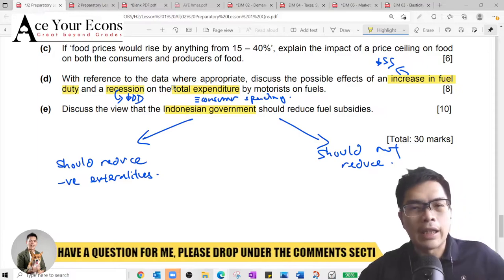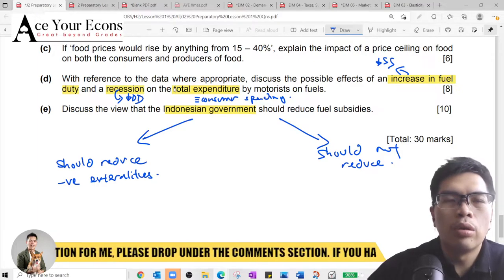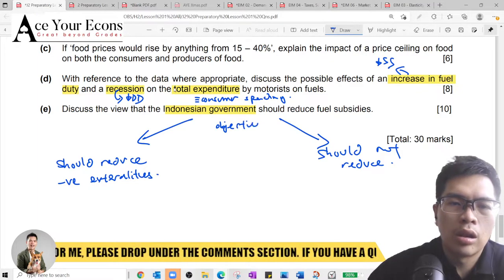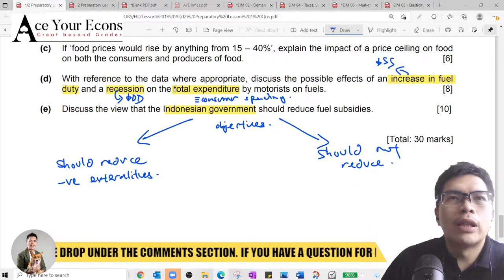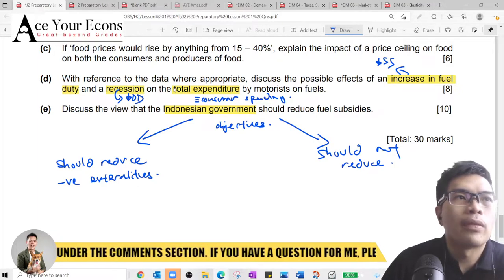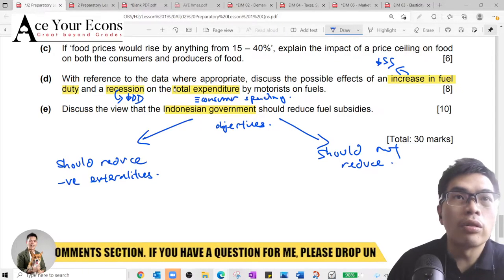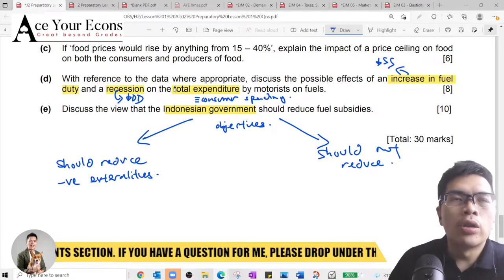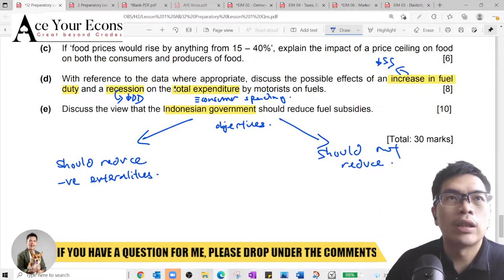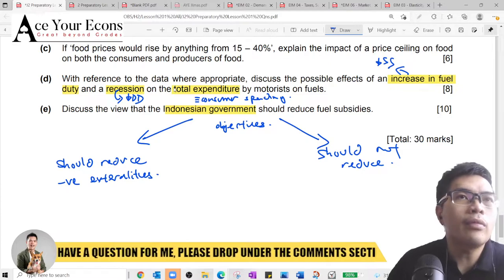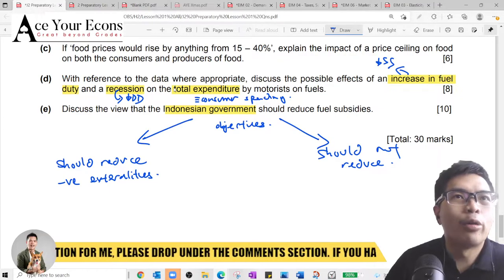Whenever you encounter a government-based question, it is almost always related to objectives. Whether a government should or should not reduce fuel subsidy depends on the objectives. What objectives do they want to achieve? Make sense? Now I want you all to adopt this approach. When we reduce fuel subsidy, it's going to correct negative externalities. What objective is achieved here? What kind of micro objective is this?